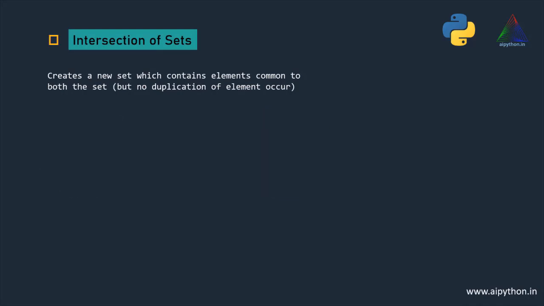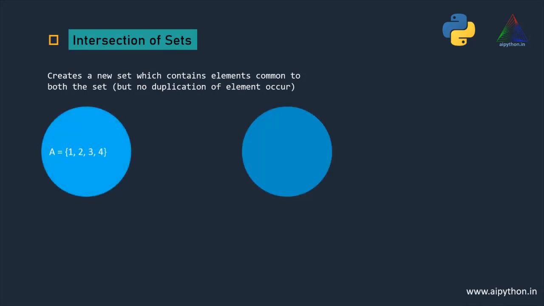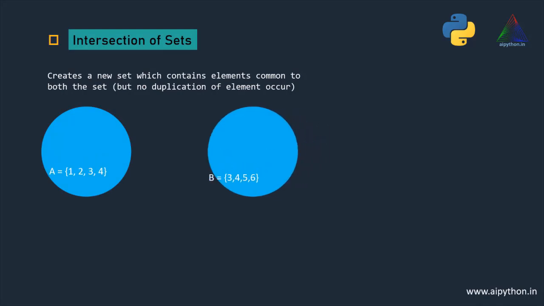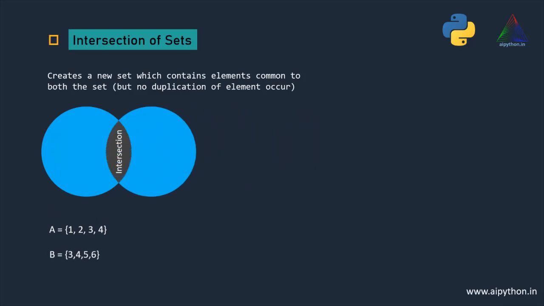Let's say we have two sets, 1, 2, 3, 4 and 3, 4, 5, 6. Now when we do intersection on these sets, visually you can see the common elements are captured through the operation of intersection of these two sets. So the common elements are 3 and 4. So this 3 and 4 will be captured in intersection, remaining will be discarded.